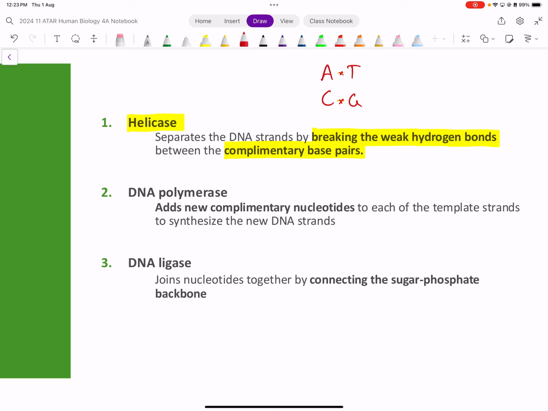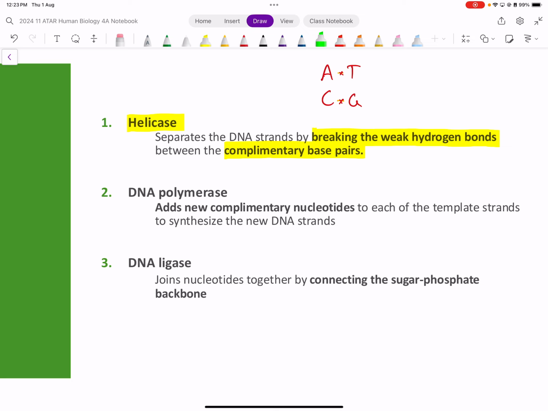A common analogy for helicase, therefore, is to think of helicase as a pair of scissors. Or I like to think of it as a helicopter, because what would happen if you went and stood up under a helicopter as it was rotating? It would chop you in half. So ideally, don't go stand up next to a helicopter, but also when we're talking about helicase, think of it like a pair of scissors.